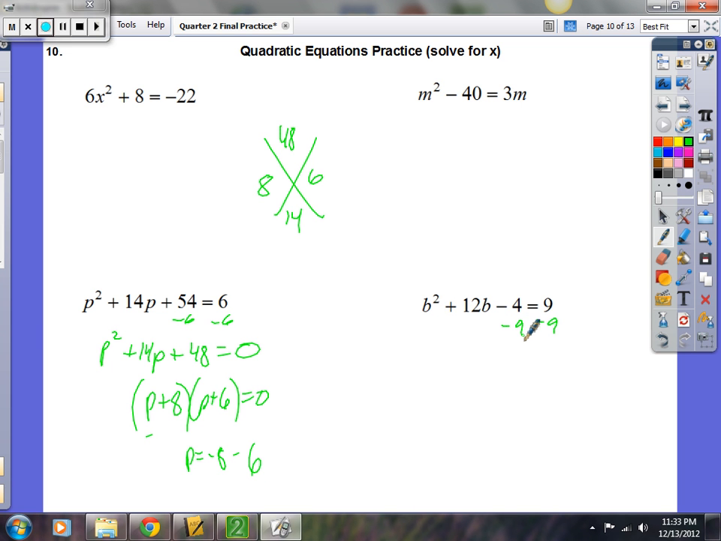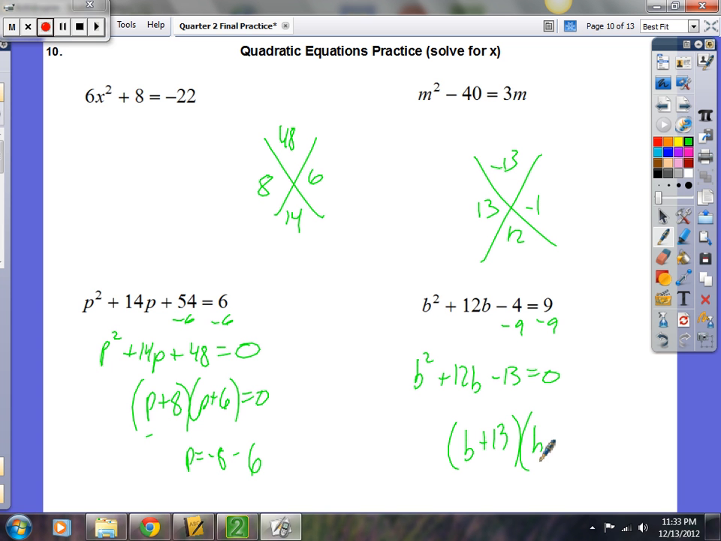Next, b squared plus 12b minus 13 equals 0. What multiplies to give you minus 13 and adds to give you 12? It's got to be a 13 and a 1. The 1 is negative, because 13 minus 1 is 12. So now it's going to be b plus 13 times b minus 1 equals 0. So b's got to be minus 13 or plus 1.